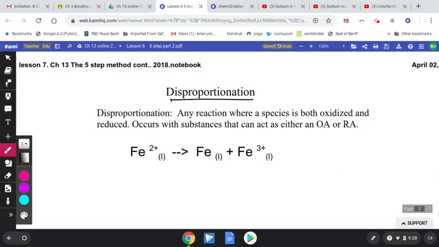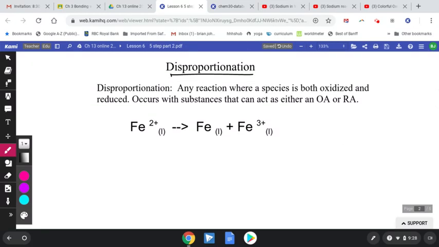So disproportionation is the topic of the day. And in your notes, you need to fill in that definition. So if you want to pause it and write down, disproportionation is any reaction where a species is both oxidized and reduced. In other words, one substance is the oxidizing agent and the reducing agent.